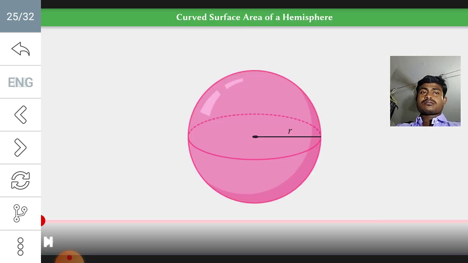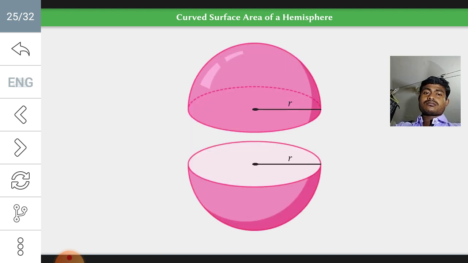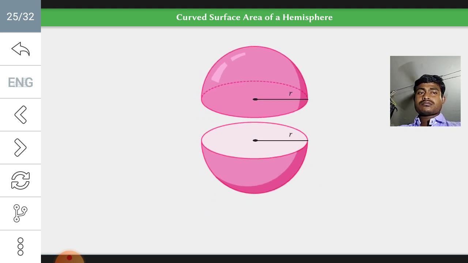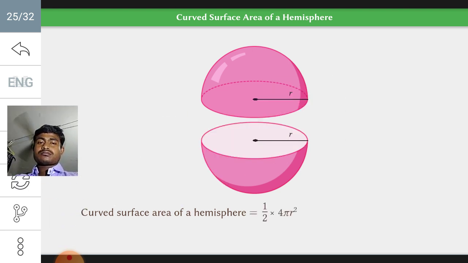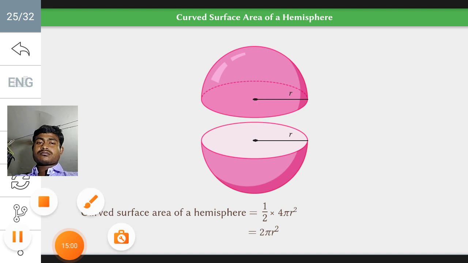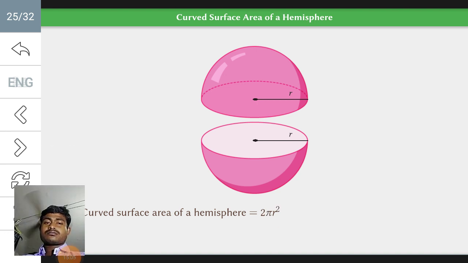If a sphere of radius r is sliced along any diameter, then each of the equal parts is called a hemisphere. As can be expected, the curved surface area of a hemisphere is half the surface area of a sphere. Therefore, curved surface area of a hemisphere is equal to 2 pi r squared.